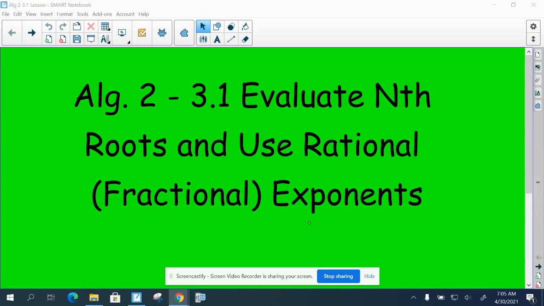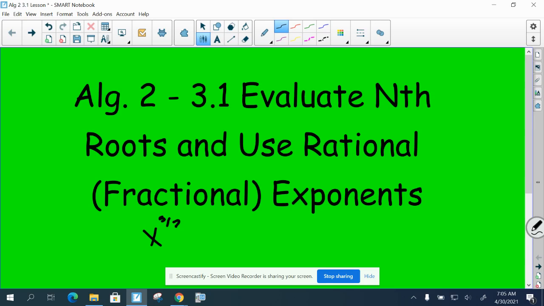Hi everyone, this lesson is going to focus on evaluating square roots, cube roots, and fourth roots, using rational exponents, and converting between the two. For example, how do you go from the notation x to the 5/2? That would be a rational exponent, rational meaning it can be written as a fraction, so fractional exponents. How do you convert that to the notation of a root?